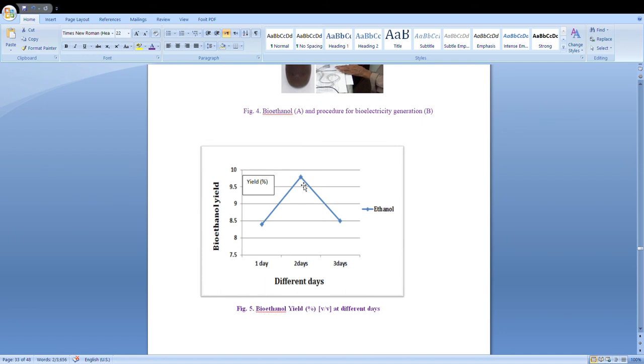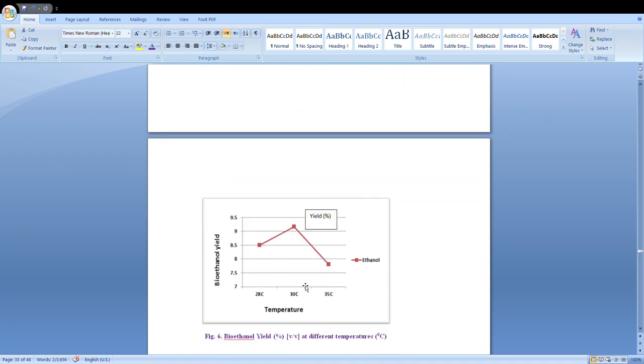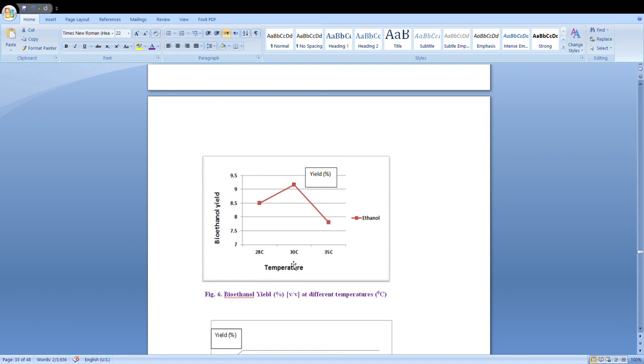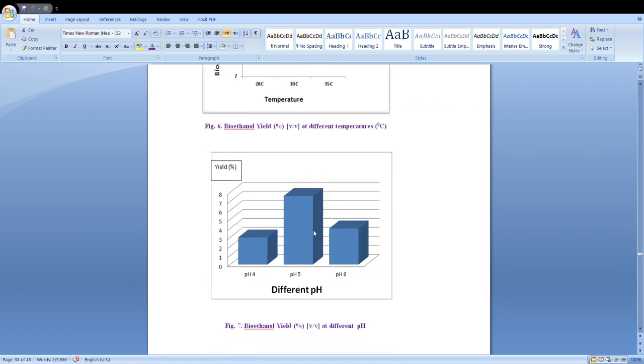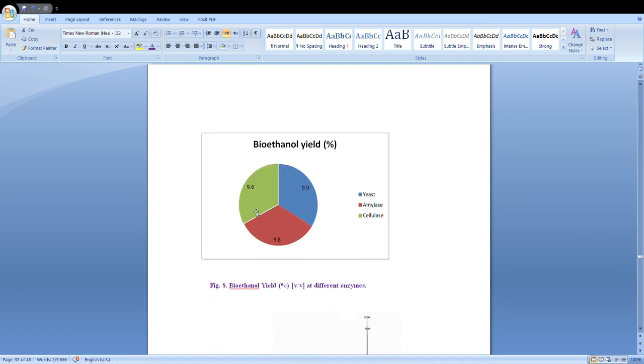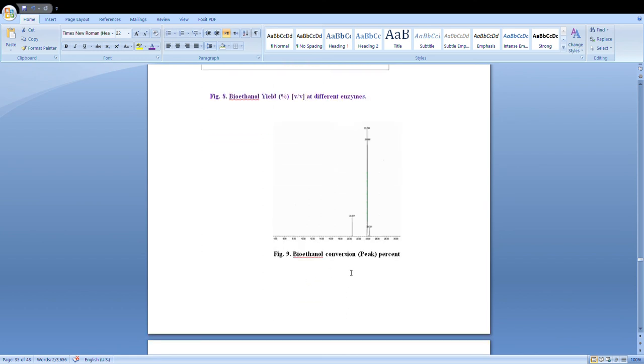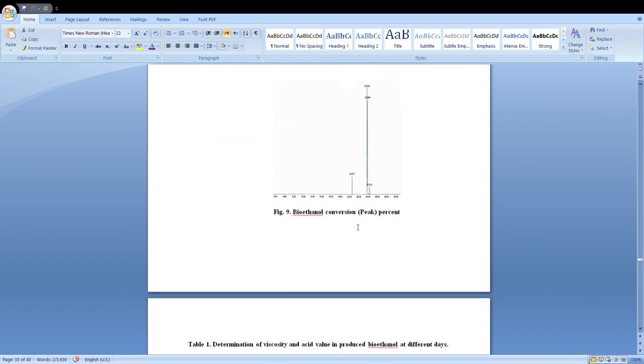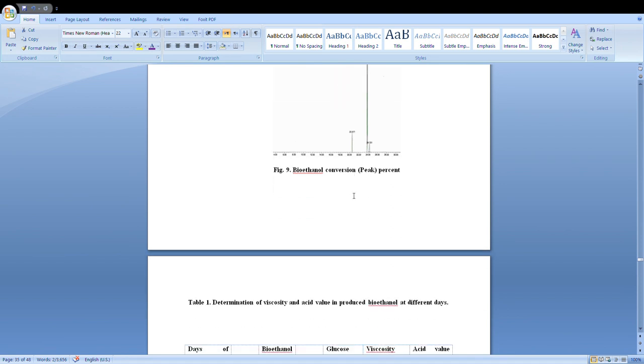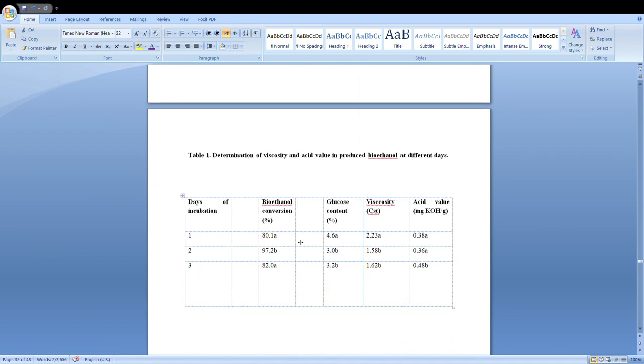Day 1, 2nd day, 3rd day, the 2nd day was the highest. Temperature also, 30 degrees was the highest. Then pH 5 was the highest. Then among yeast, amylase, and cellulase, yeast was the highest. And then we can see bioethanol yield with different enzymes, different ages, and bioethanol conversion peak around 90% bioethanol produced. So we can see bioethanol combustion around 97%, the highest.